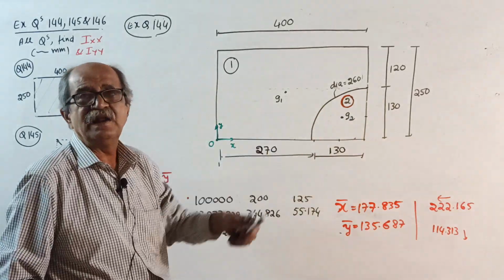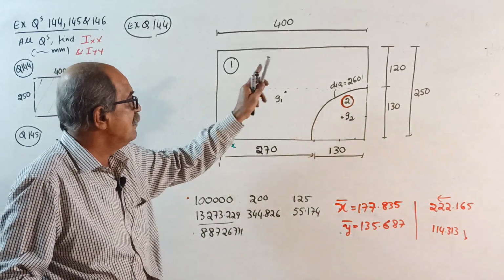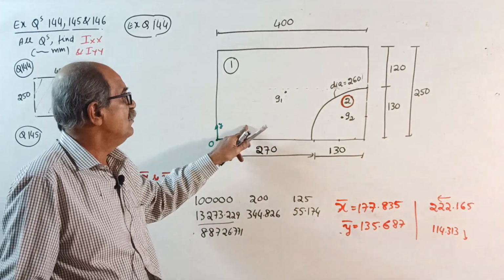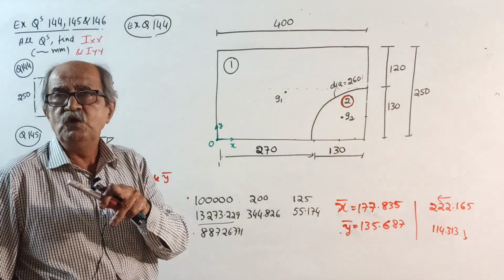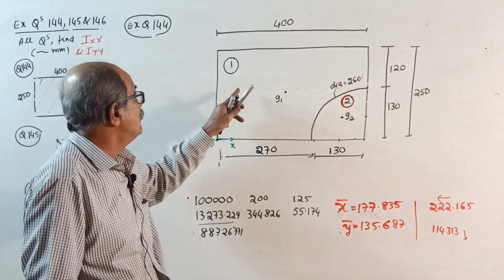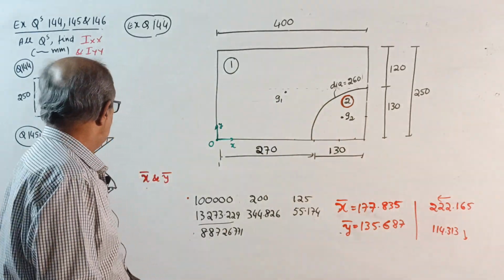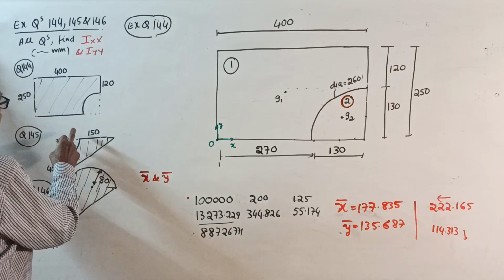Red painting means what? Warning: A1 minus A2, A1x1 minus A2x2, A1y1 minus A2y2. When you do moment of inertia, the last step is I about I for 1 minus I for 2. That's all. Okay. Come to the question now.